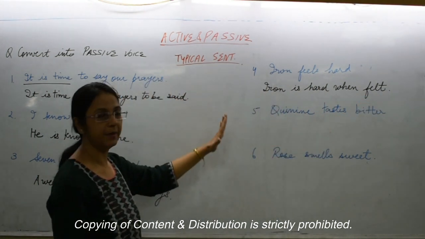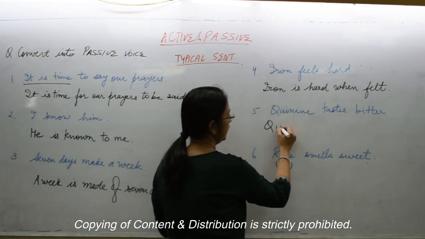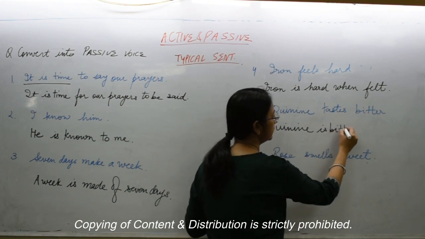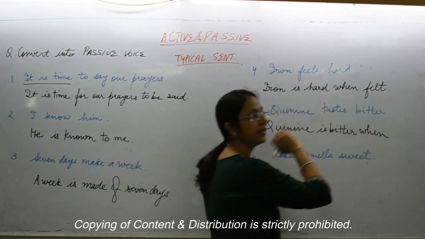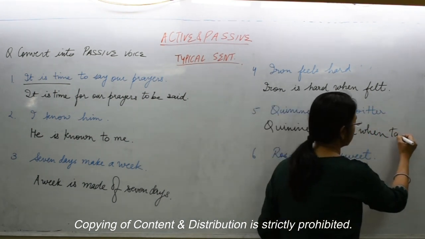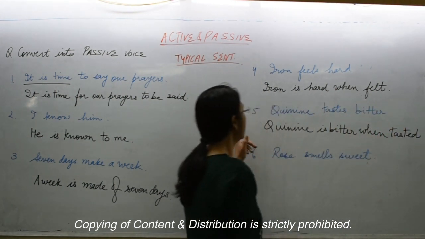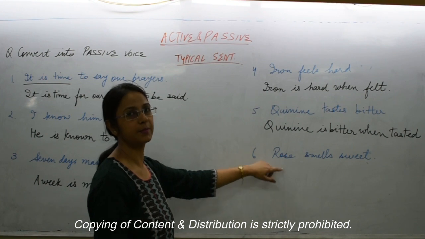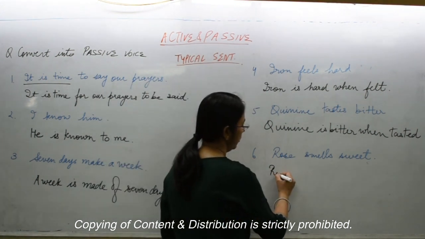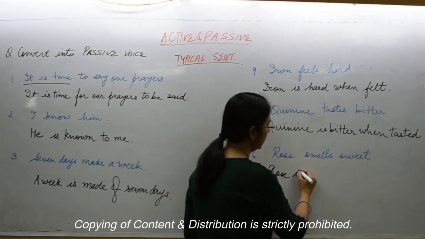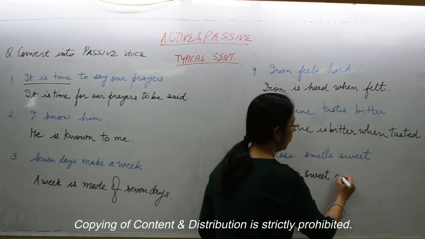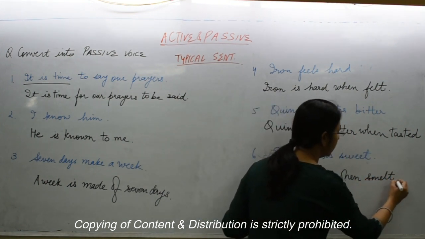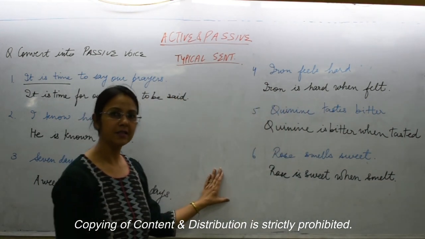Now, quinine tastes bitter. So, quinine will not change. Quinine is bitter. We'll employ when then. Taste will become tasted. Quinine is bitter when tasted. Similar is the case with rose smells sweet. So, rose is sweet when smells converts into smelt. Rose is sweet when smelt.